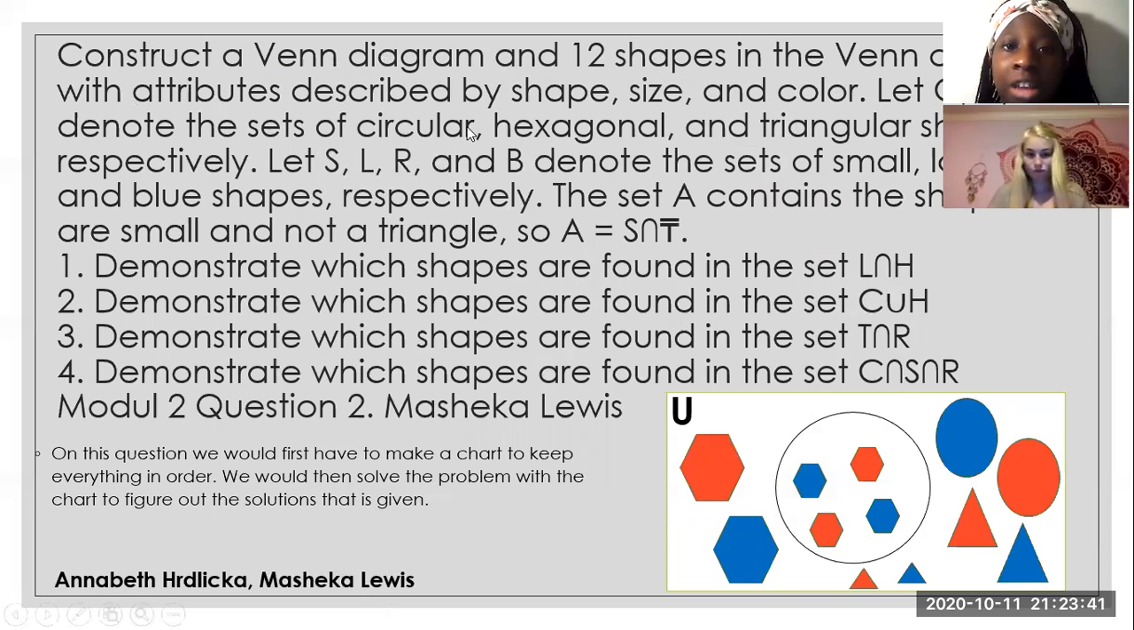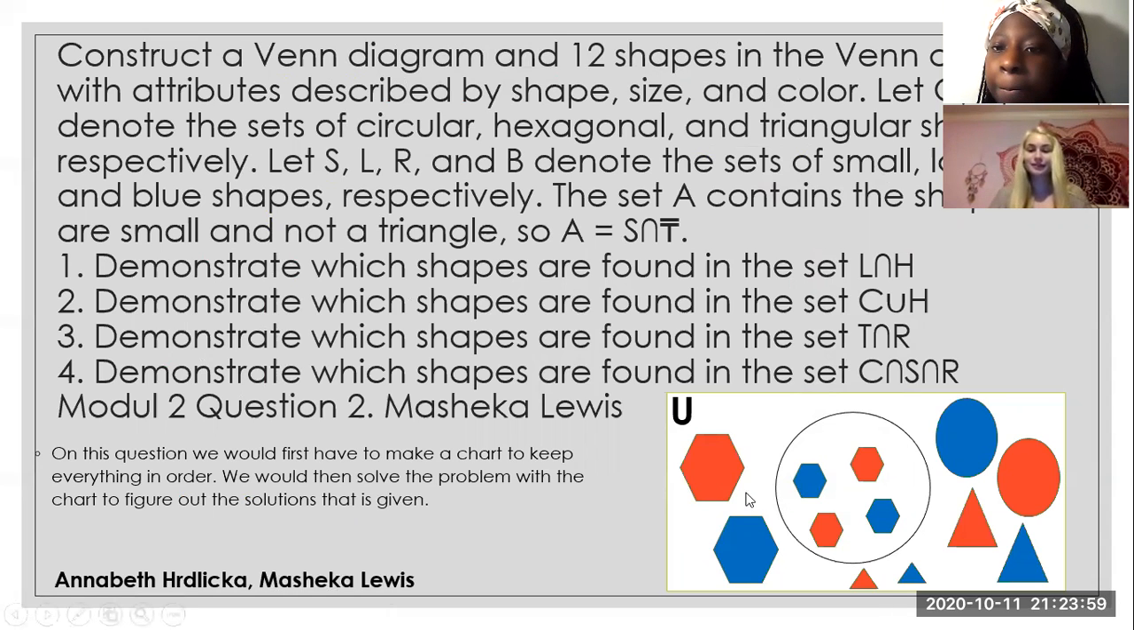So I have a question for you, Annabeth. Okay, it's a Venn diagram. So we will not be able to use our three-loop Venn diagram because of the diagram we're using. So why won't you be able to use a three-loop Venn diagram? Instead, you have to use that one.